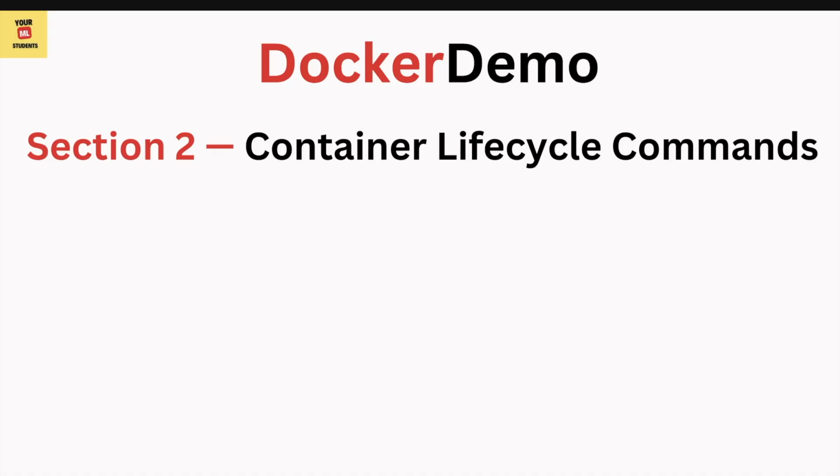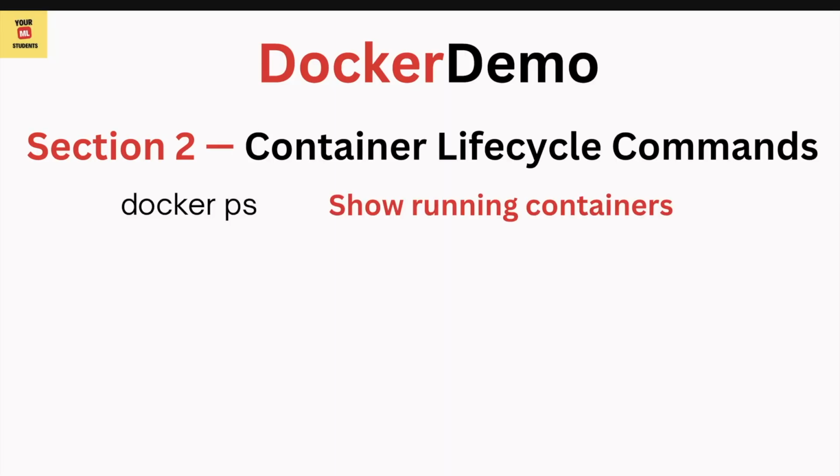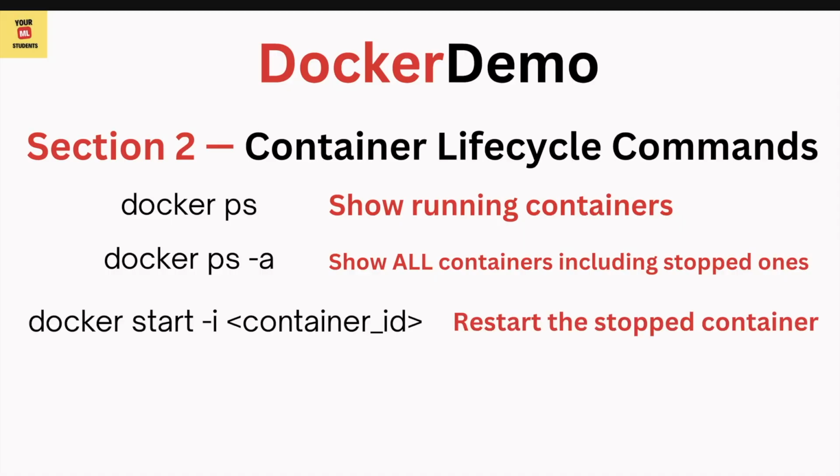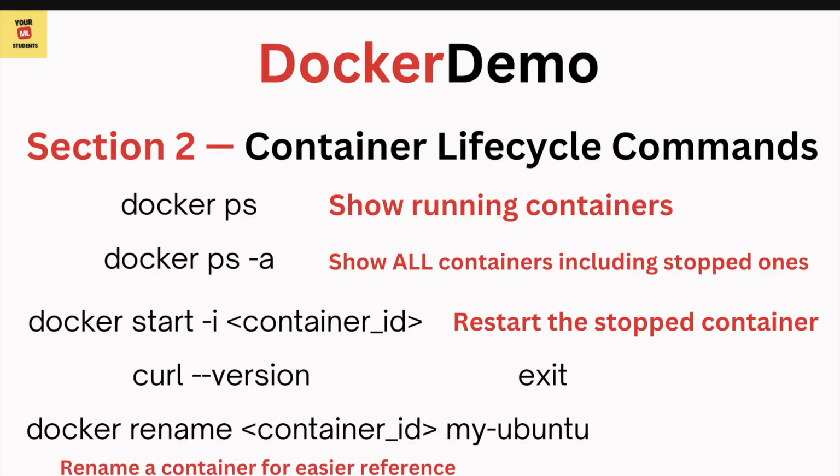Container lifecycle commands. The docker ps command you can use to show running containers. The docker ps -a command shows all containers, including stopped ones. Then docker start -i container id will restart the container that you have stopped. Then curl version, exit, and docker rename a container for easier reference.